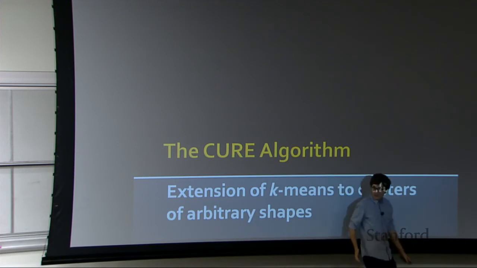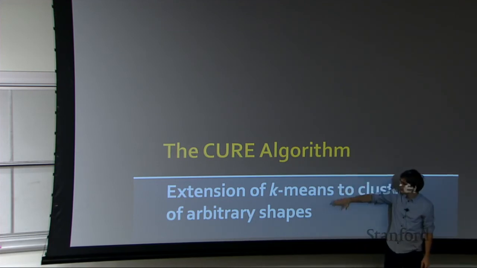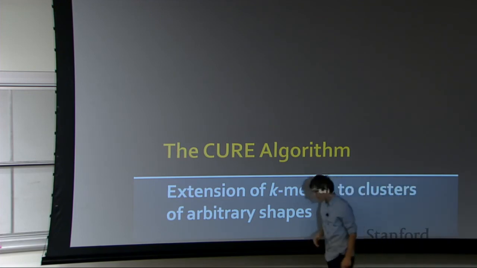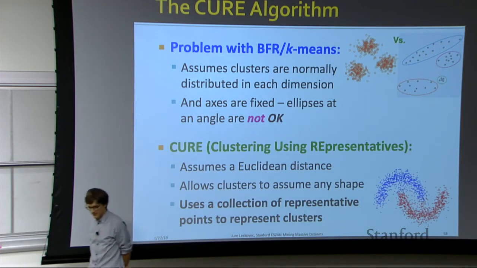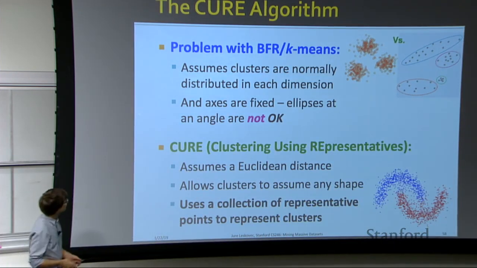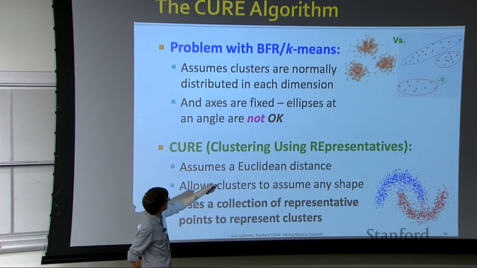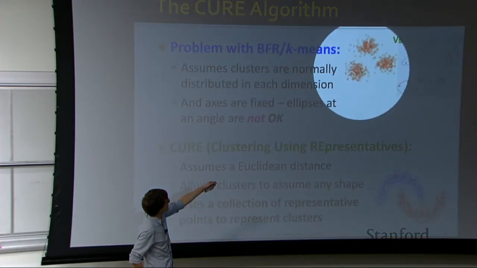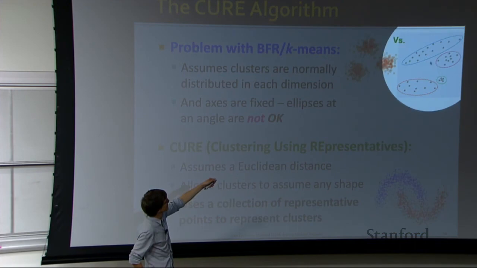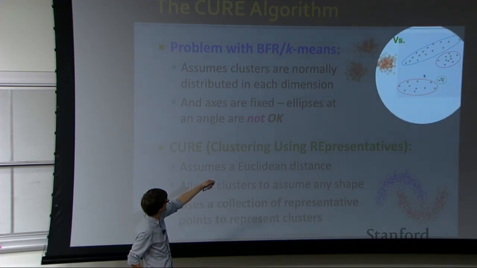And the last thing is an algorithm called CURE, where the idea is that we want to extend k-means to clusters of arbitrary shape, right? Because so far BFR allowed us to detect clusters like this. Clusters like that, which are kind of diagonal, it already has troubles with.